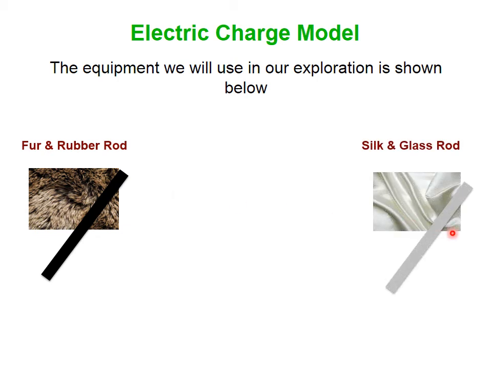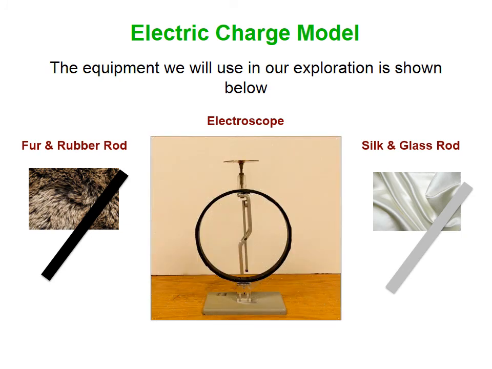We will also be using silk and glass rods, and the glass rod rubbed with silk is our standard. The glass rod acquires a positive charge, and actually what's happening is it's losing its negative charges to the silk. Again, remember, positive charges do not move in our model, only negatives are transferred between materials. The final device, which is new, you haven't seen before, is an electroscope. I want to talk a little bit about that electroscope now and what it's made of.